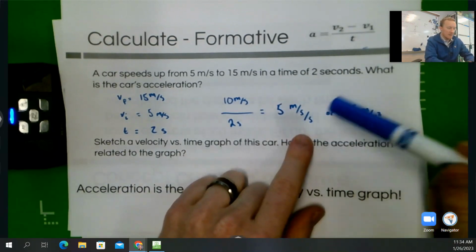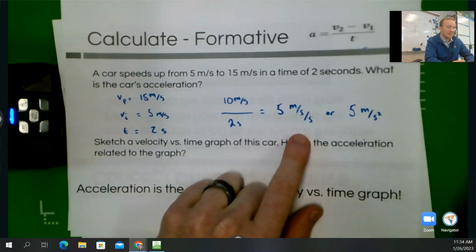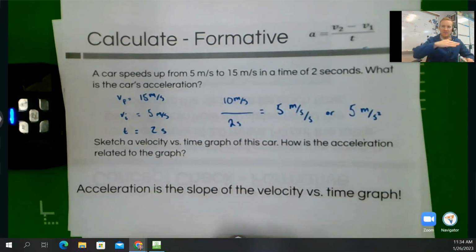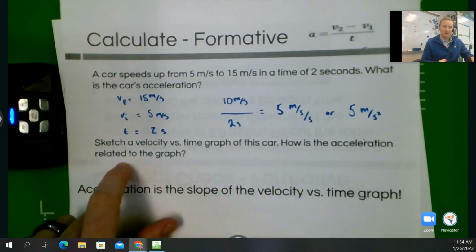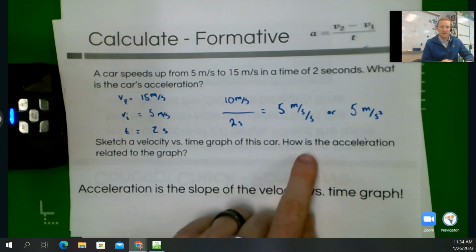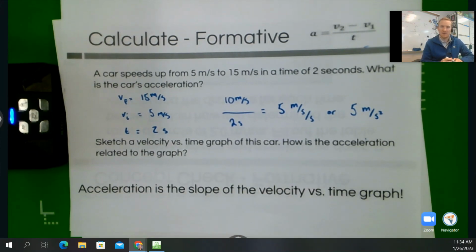So really what this is saying is that our car is accelerating at a rate of 5 meters per second every single second, right? So every second, its speed is going up by 5 meters per second on its little speedometer. Right? The next thing we want to do is sketch a velocity time graph of the car, and then talk about how the acceleration is related to the graph.